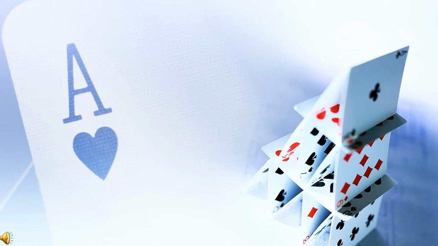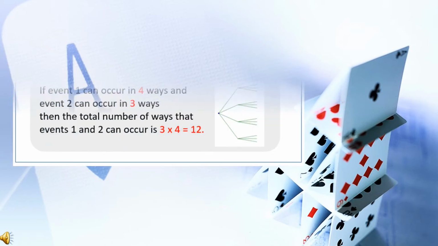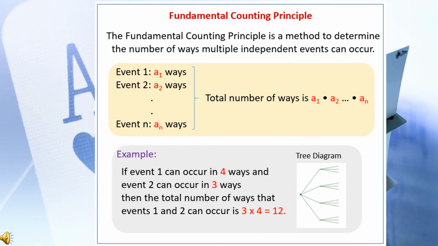So students, here is the time to generalize this concept, which is called the fundamental counting principle. What does the fundamental counting principle say? It says that if you have n number of events, and for event 1 you have a1 ways, for event 2 you have a2 ways, till event n you have an ways, then the total number of ways will be a1 into a2 into a3 into a4 till an.